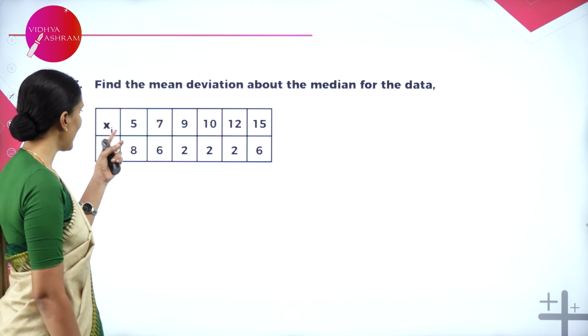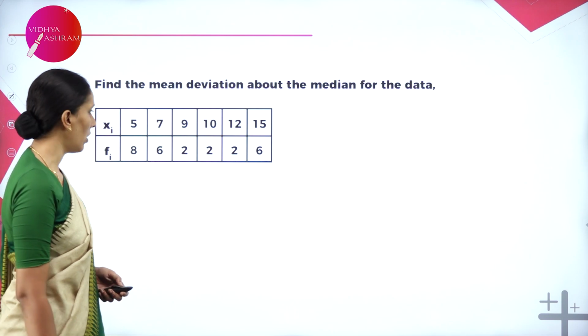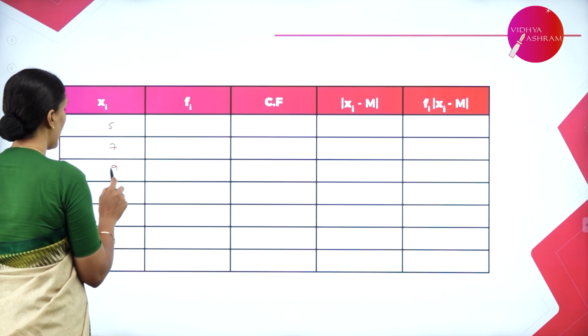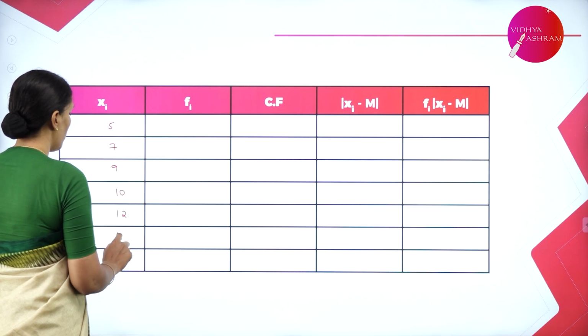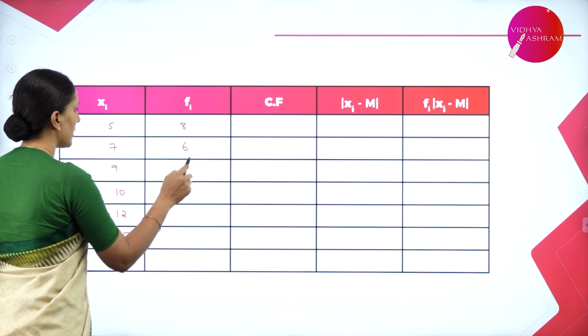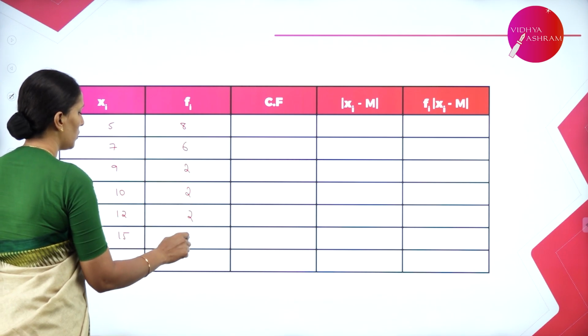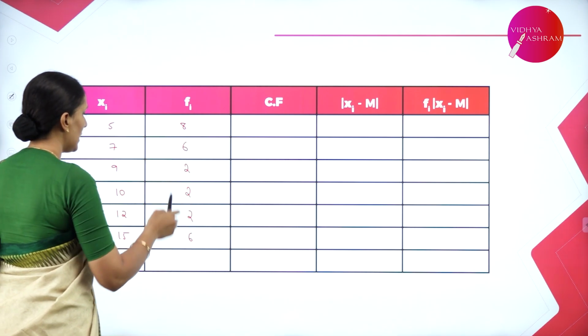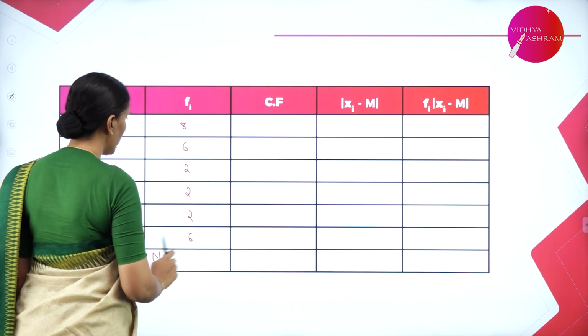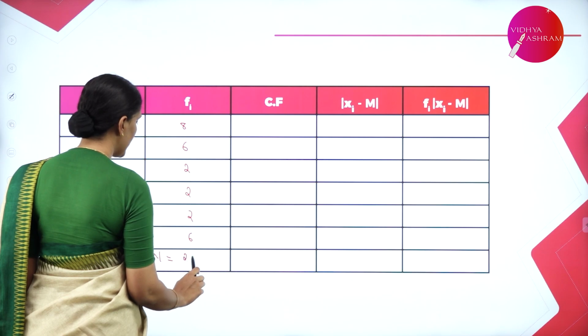So first let us write the given data in a tabular column. So xi, we have 5, 7, 9, 10, 12, 15. Next fi, we have 8, 6, 2, 2, 2, 6. So first let us add the frequencies here. N is equal to, adding all these, we get 26.